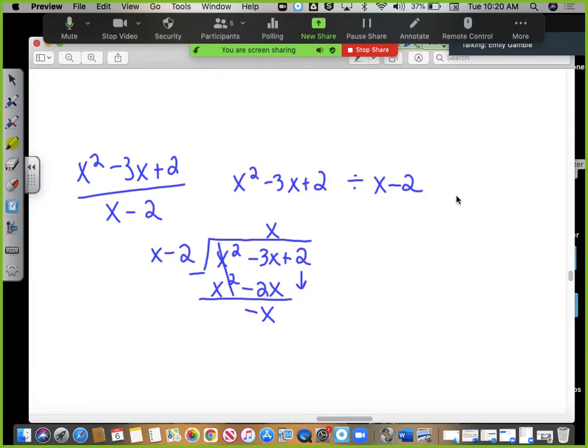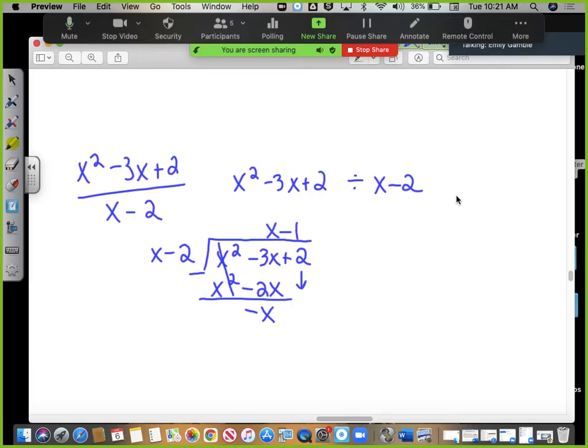It really doesn't matter. But now we're going to look at this x and this negative x, and think to ourselves, how many times does x go into a negative x? That's kind of weird when you're thinking about variables. Like, how does this variable go into this? So think about x times what equals negative x? Yes, negative 1. So I would put a negative 1 up here.